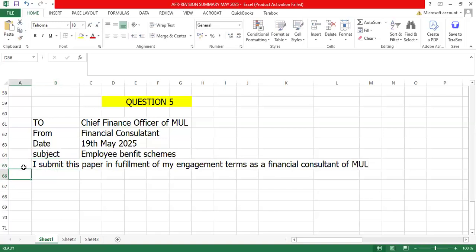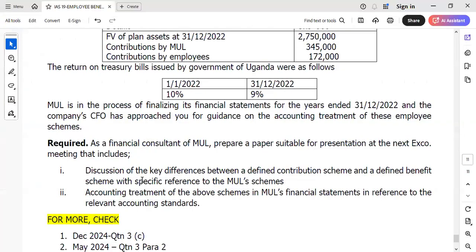Continuation. Now you say what the paper includes. The paper provides, on what? Now you bring what they have indicated, Roman 1 and Roman 2. You can say the paper provides guidance on the difference between a defined contribution and defined benefit scheme, then you also bring the accounting treatment. Let me see how I can summarize.